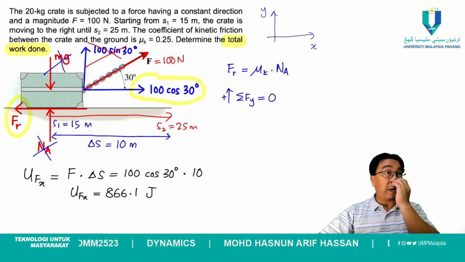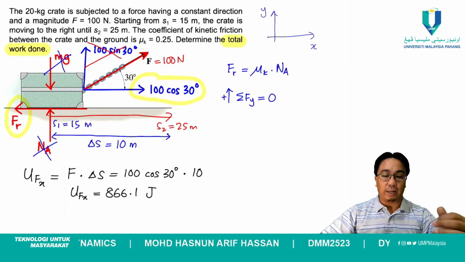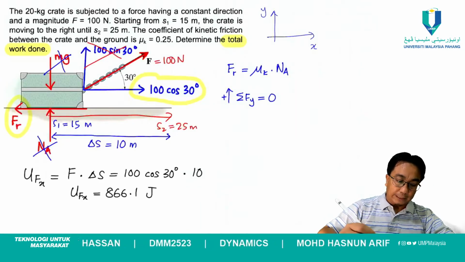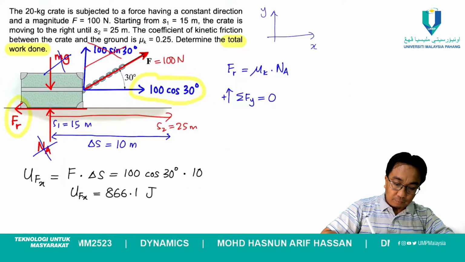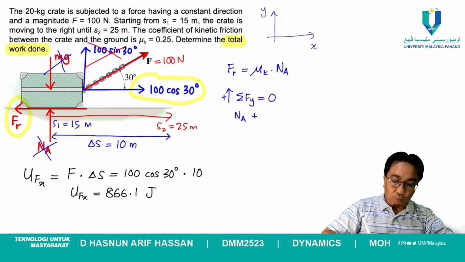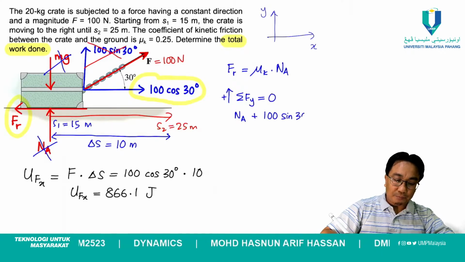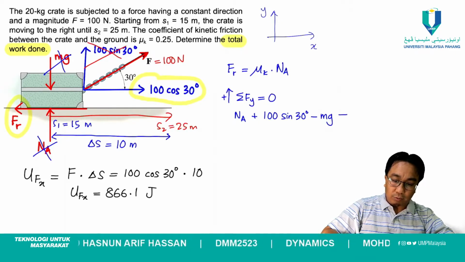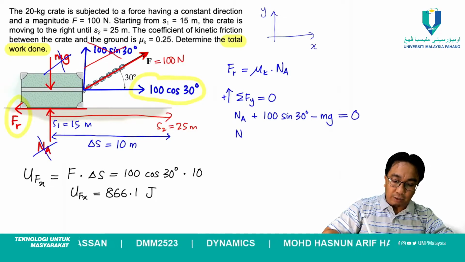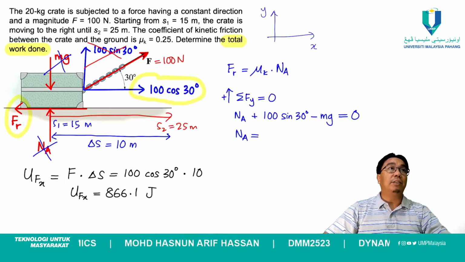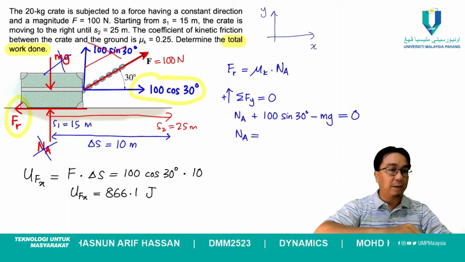Okay, sum of Fy equals 0 because there is no motion in the y-axis. So Ay equals 0. In this case, we have NA plus the component of F, 100 sine 30 degrees, and minus mg is equal to 0. From this, you can get the value of NA. What is the value of NA here? mg minus 100 sine 30. Let me get my calculator for a while.